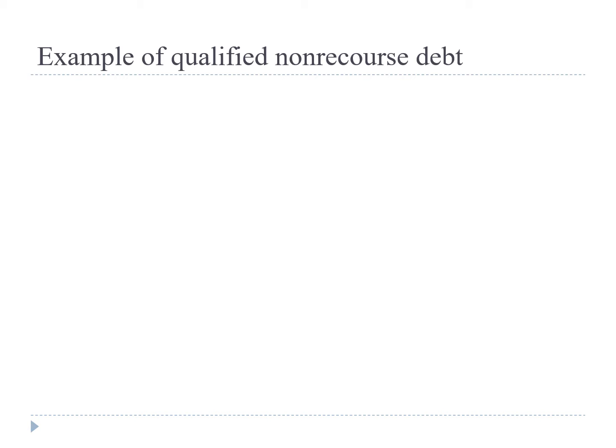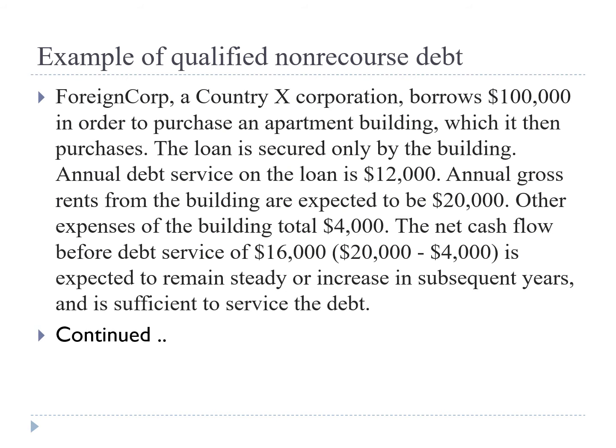Here's an example of the allocation of interest on non-recourse debt. Foreign Corp, a Country X corporation, borrows $100,000 in order to purchase an apartment building, which it then purchases. The loan is secured only by the building. Annual debt service on the loan is $12,000. Annual gross rents from the building are expected to be $20,000. Other expenses of the building total $4,000.